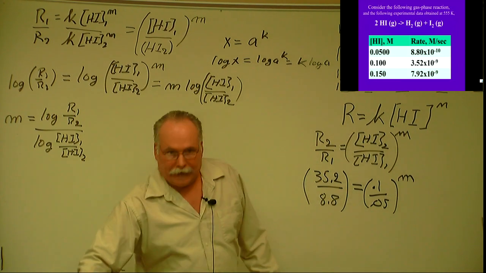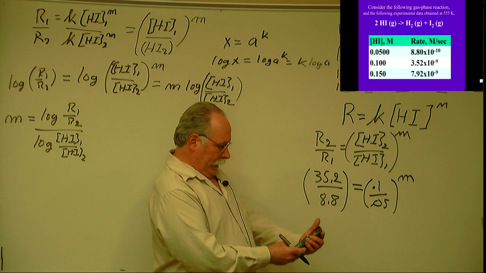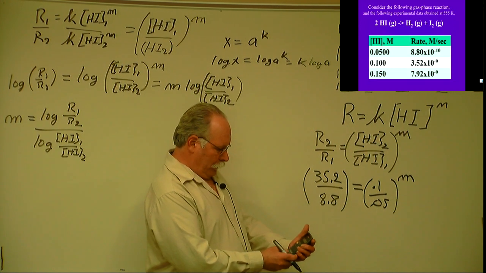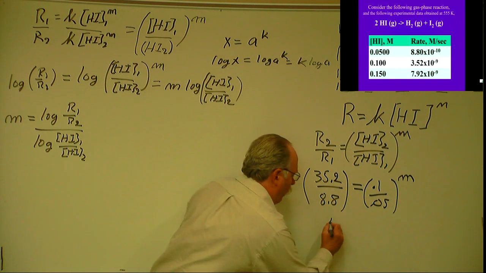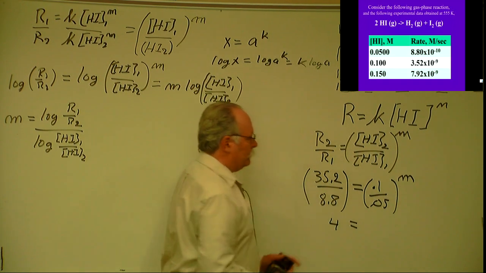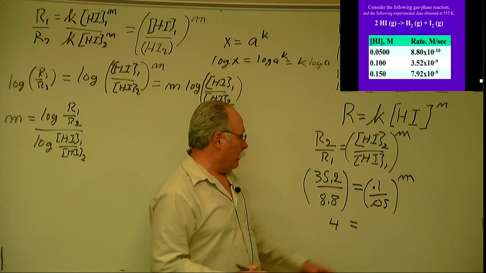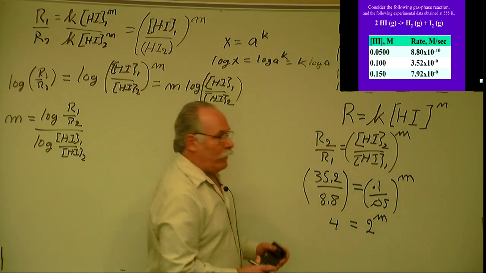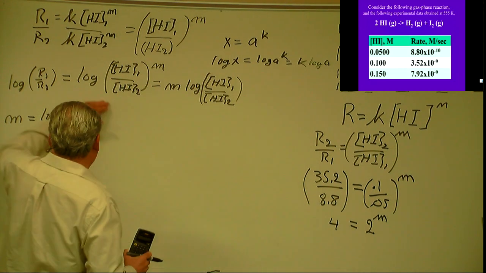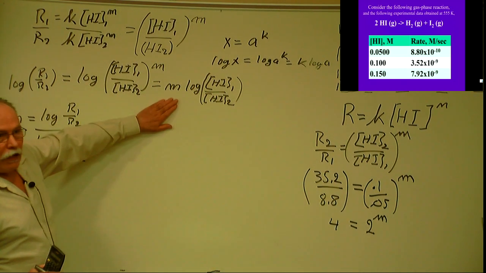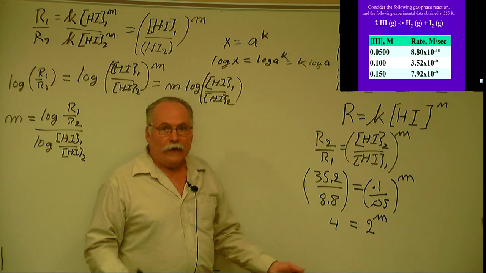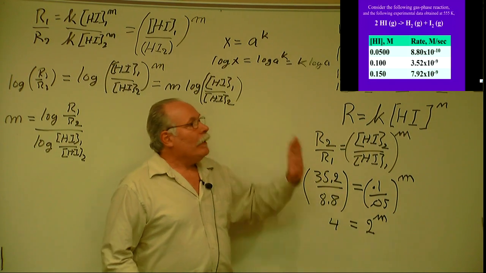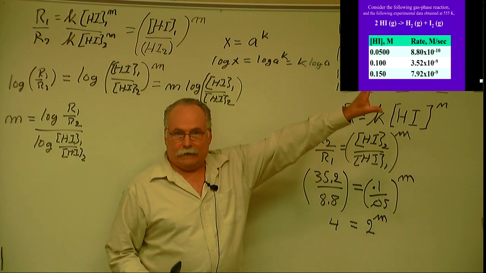Now I get out my calculator, and I can take 35.2 divided by 8.8, and I get 4. And 4 is equal to, if I take 0.1 divided by 0.05, that is equal to 2 to the power of m. Now, I don't need to solve this. I don't need to use logarithms. Off my head, I can tell you that 2 squared equals 4. That's because I chose some good data.